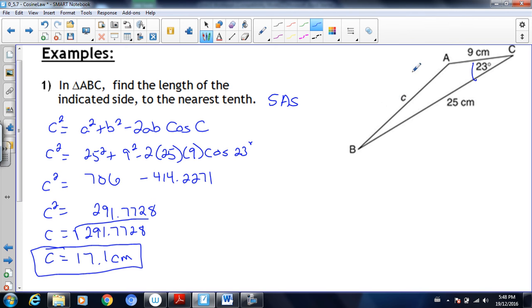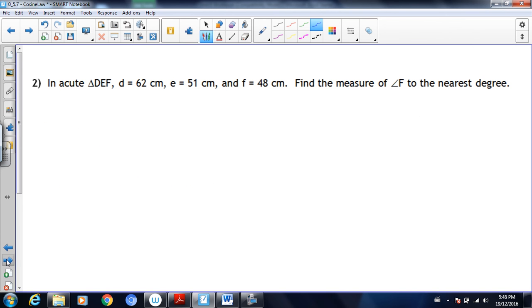Any time you're using the cosine law, you do not check for the ambiguous case. Okay, I can't stress that enough. If your angle is between two sides, you do not need to check for the ambiguous case. If your angle has a side that's opposite and another side, then yes, that means it's a sine law and you do use the ambiguous case. Okay, so make sure you make note of that. Okay, next example.